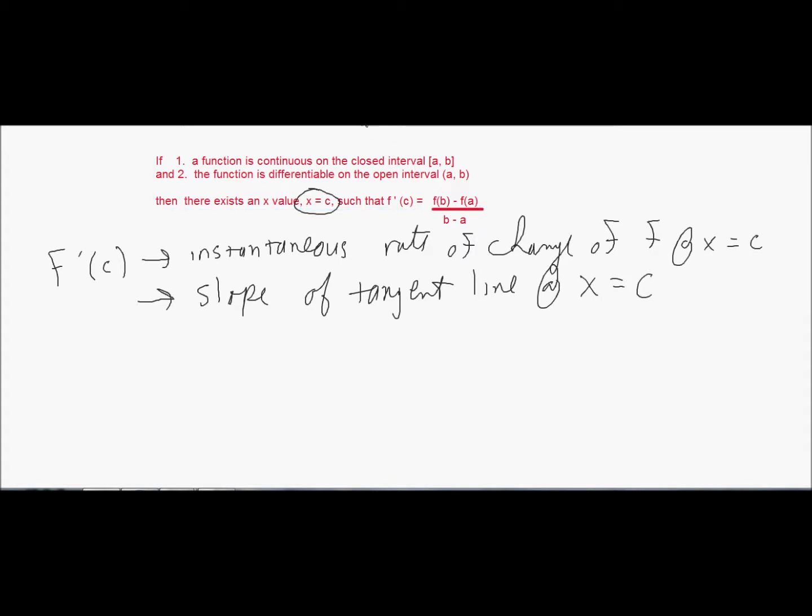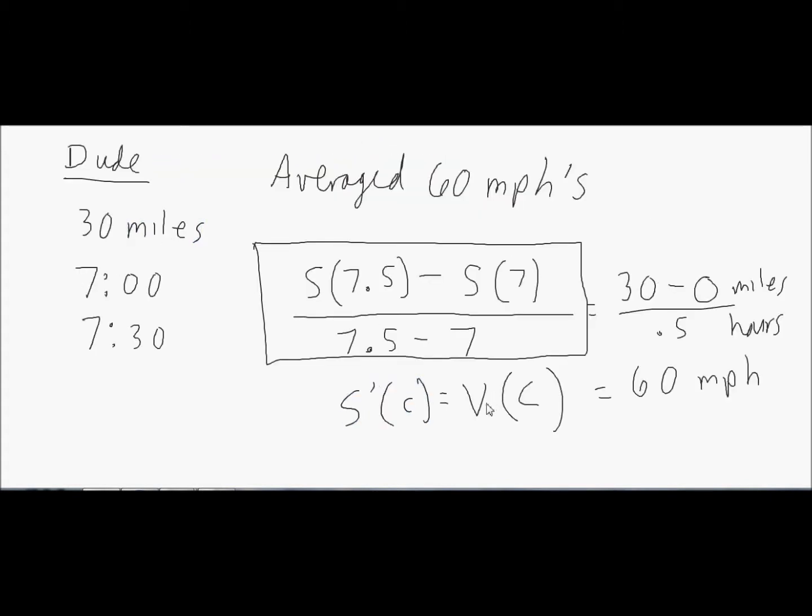In our previous example, we're saying s prime is velocity. So the instantaneous rate of change of position, which is velocity, must have been 60 miles an hour somewhere in there.